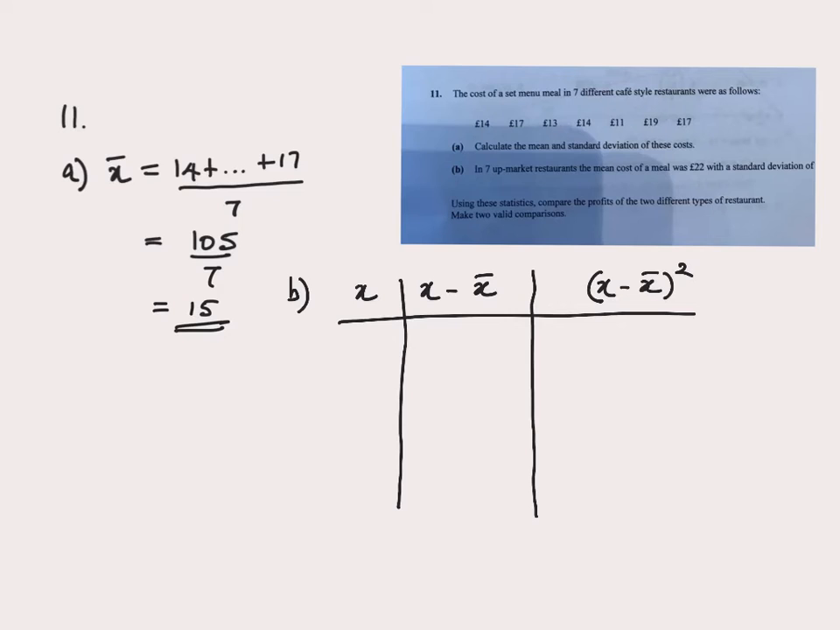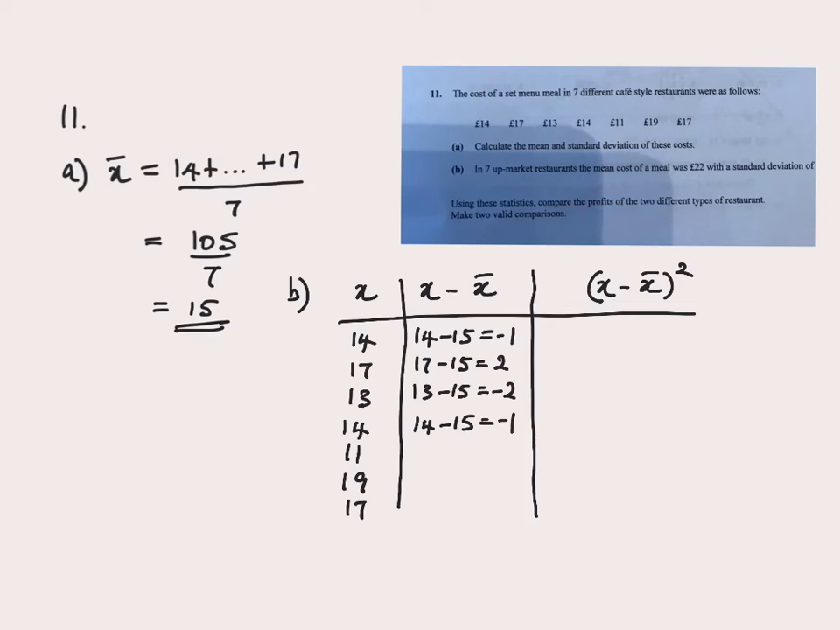So what do we have? We've got 14, 17, 13, 14, 11, 19, and then 17. Now, what I'm going to do here is subtract the mean, so it's 14 minus 15, that's minus 1. 17 take away 15, that's 2. 13 take away 15 is minus 2. 14 take away 15, minus 1, and so on.